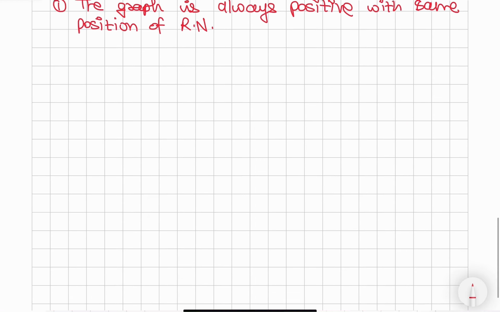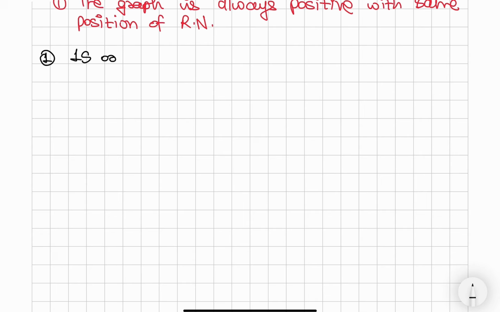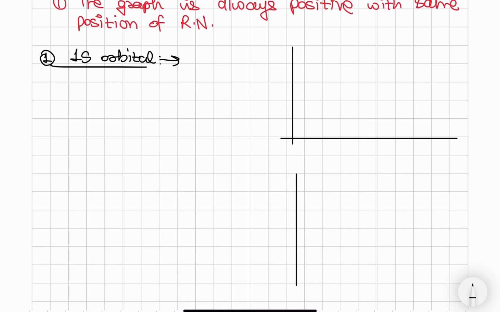So let's start the graphs. First of all, we will draw the graph of the 1s orbital. So let's start. First of all, we draw the axes. We will draw both graphs simultaneously, that means R(r) versus r and R square(r) versus r.